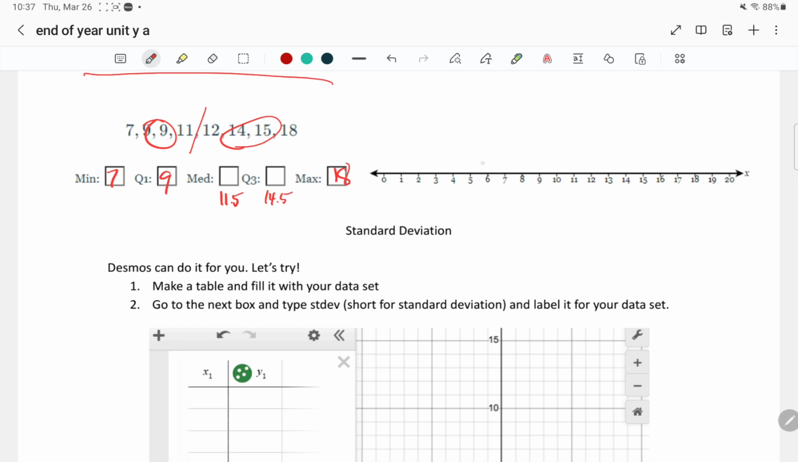So I draw it: 7, 9, 11.5 will go in the middle there, 14.5, middle, 18. There's my box, and here's my whiskers. There we go.